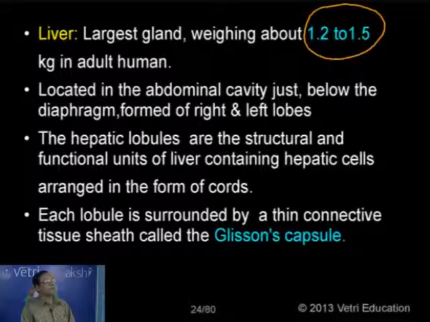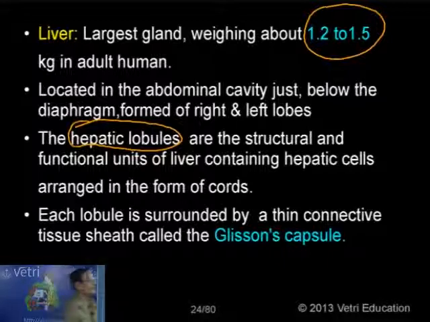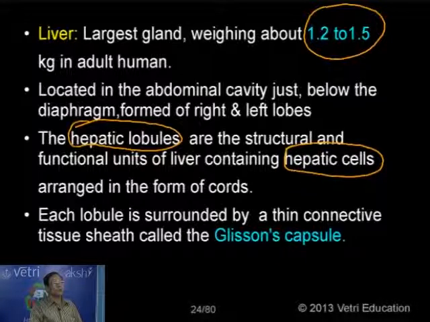Now what are the units of liver? The liver is actually formed of small units, which we call hepatic tubules or hepatic lobules. Just like the seminiferous tubules of the testis, the liver's unit is nothing but the hepatic lobules. They are considered the structural and functional units of the liver. What are they made of? These hepatic lobules are formed of hepatic cells. The liver cells are called hepatic cells.